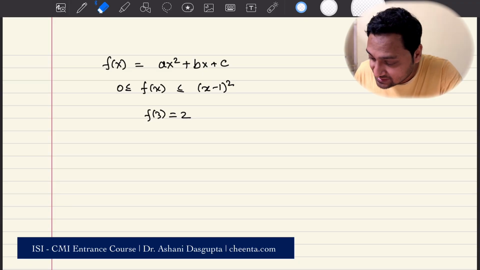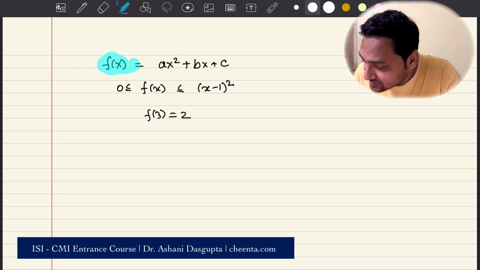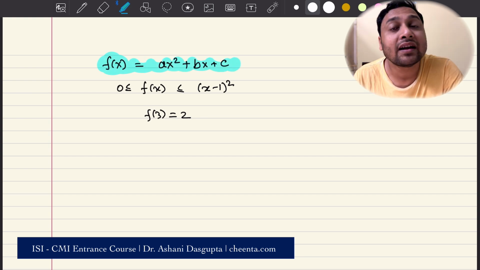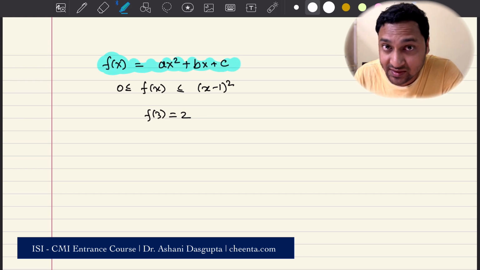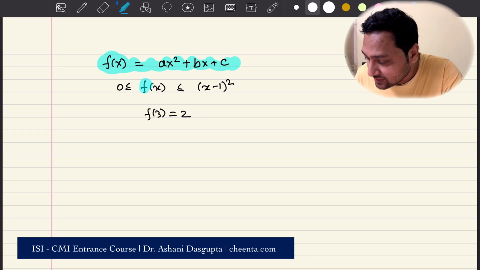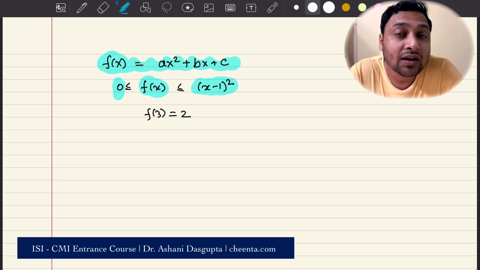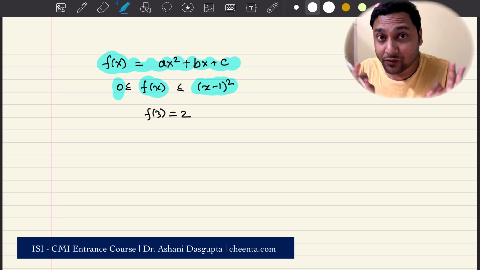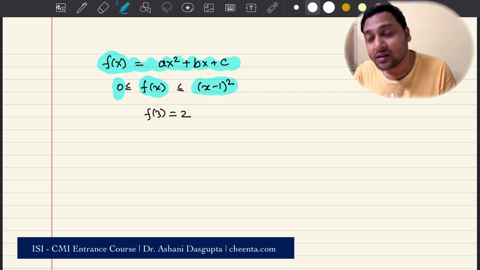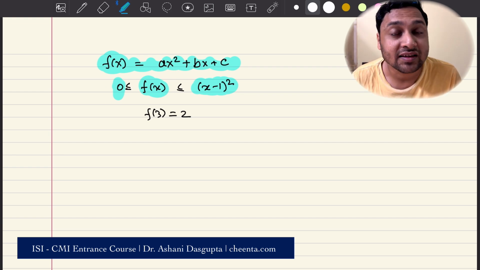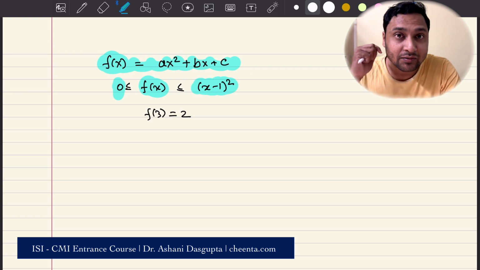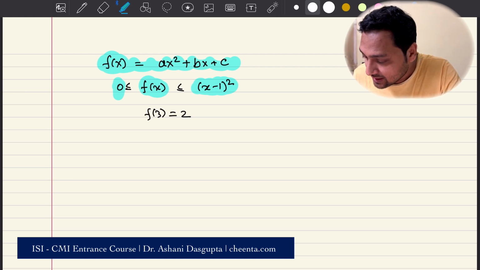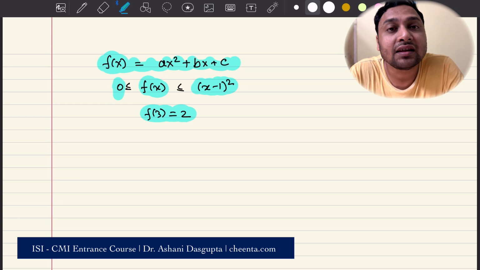This problem says that we have a function f of x which is ax squared plus bx plus c. And it's also given that the value of the function is between 0 and x minus 1 whole square. So the values of f of x, for whatever you plug in for x, is always greater than or equal to 0 and less than or equal to x minus 1 whole square. And finally, f of 3 is equal to 2.